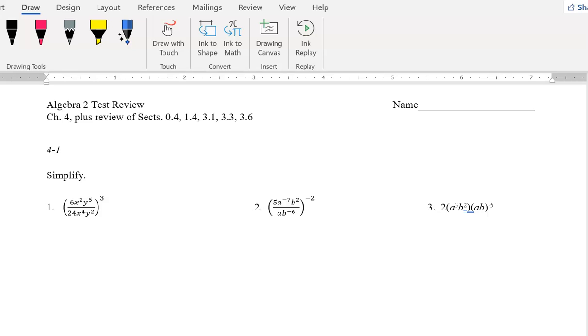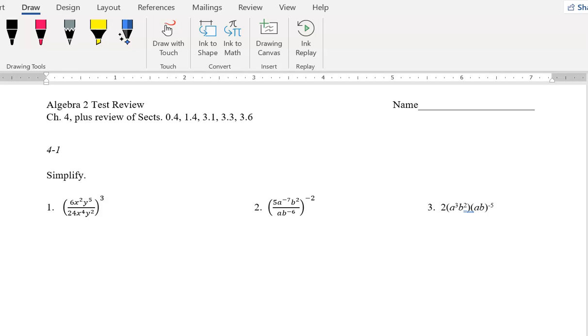Okay, so this is the review sheet for chapter 4, and then we've got some review sections from previous lessons that you see there at the top of your review sheet. So let's just get right into the solutions to these problems.